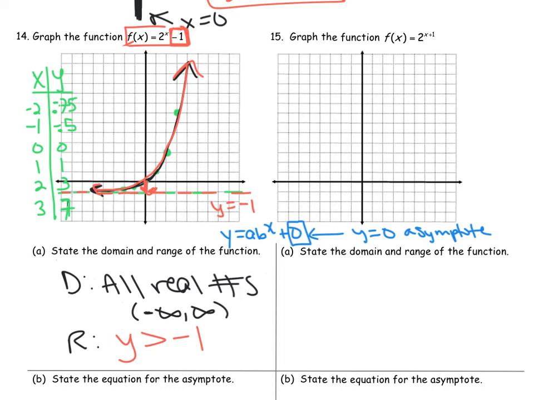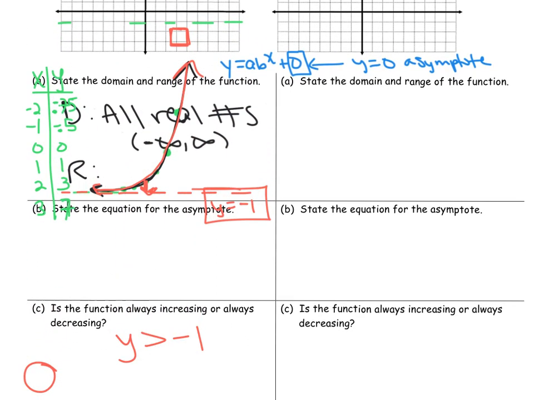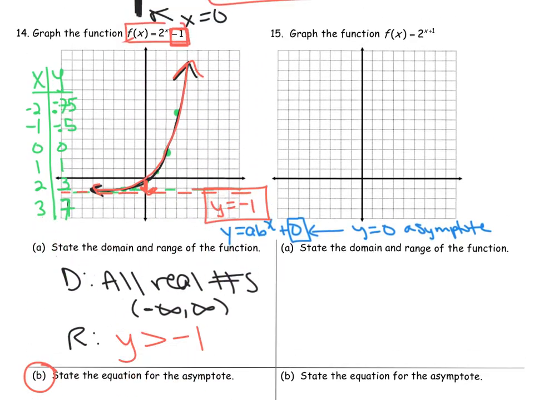Okay, so now let's take a look at the equation for the asymptote, which we already discussed. So we're just going to write the equation for part B. The equation is that y equals negative 1. Okay, the next part, part C, says, is the function always increasing or always decreasing? So let's take a look.